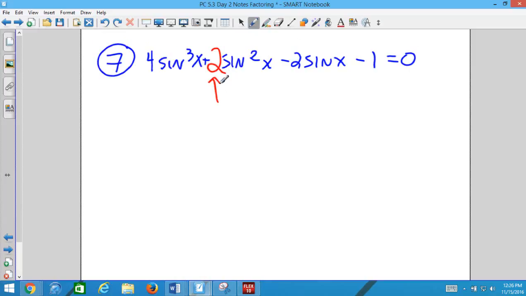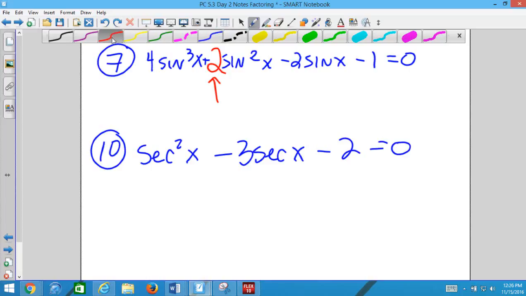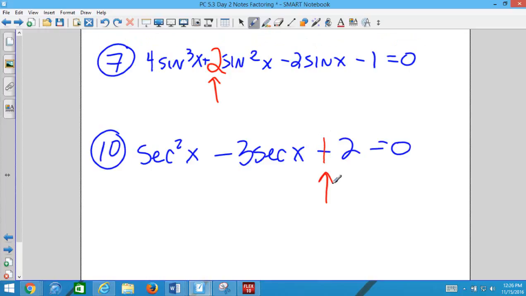There should be a 2 as a coefficient of your second term on number 7. Otherwise, you're going to come to me with questions tomorrow, which is totally fine. If you don't write this down, you will not be able to factor it. And then for question 10, make that a plus sign, or you won't be able to factor it.